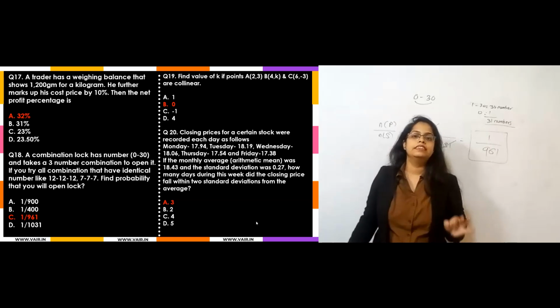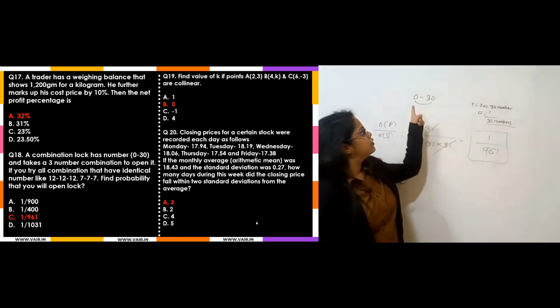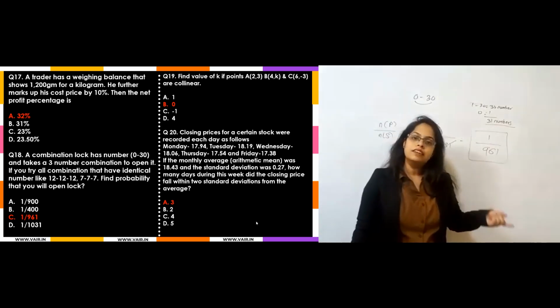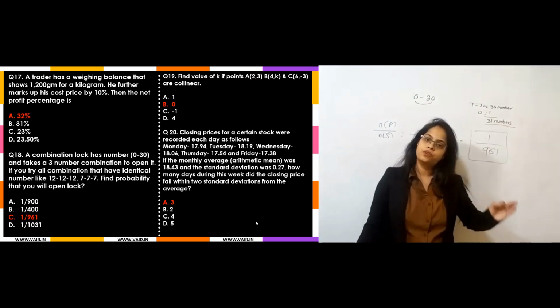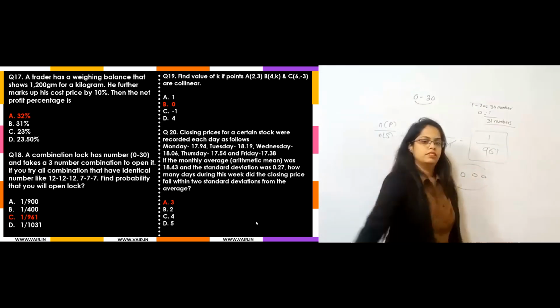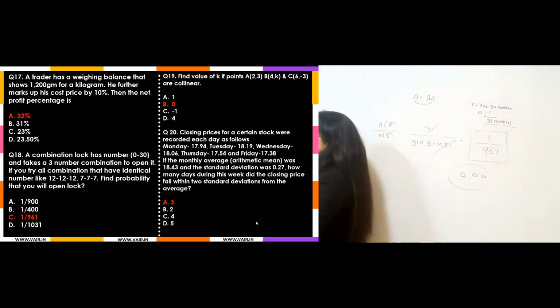Easy. The only thing is students have made the mistake that they have taken 30 numbers. But those are not 30 numbers, those are 31 numbers, because 0 is also to be considered. 0, 0, 0 can also be the lock combination. Okay. Now let's solve the next one.